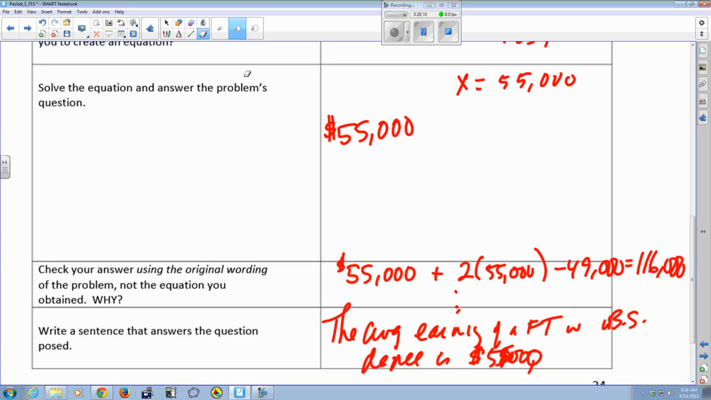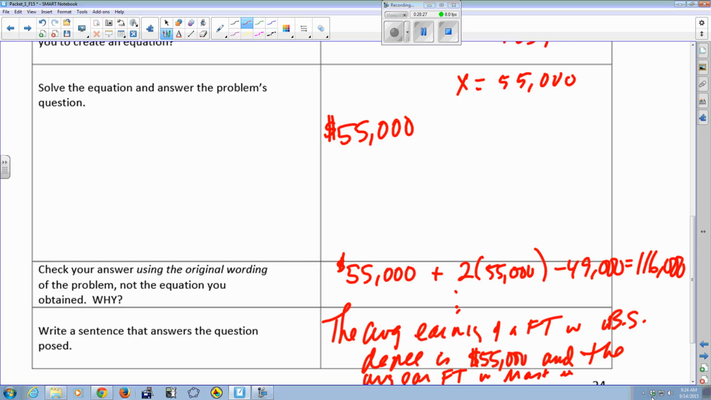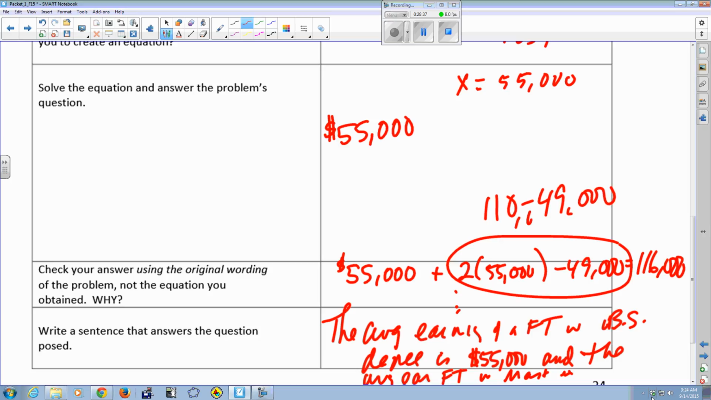I'm getting messy because I'm hurrying, because I want you to have plenty of time to work on this on your own. And make sure your sentence describes the context, and then you can say, and the average earnings of a full-time worker with a master's is, well, what's that amount going to be? It's going to be 110, right, minus 49,000, which is how much? $61,000. Okay.